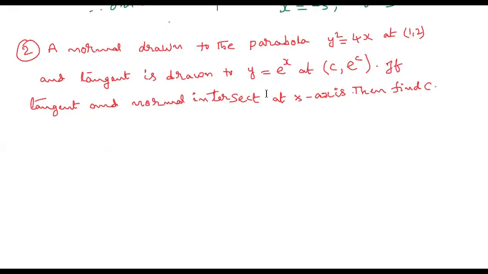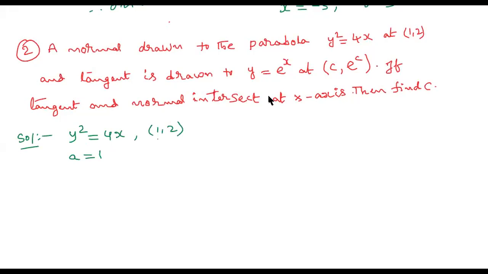Here observe that a normal is drawn to the parabola y square is equal to 4x at 1 comma 2. So see the question. They are given the parabola y square is equal to 4x. So what is the a value here? A is equal to 1. And the point given is 1 comma 2.